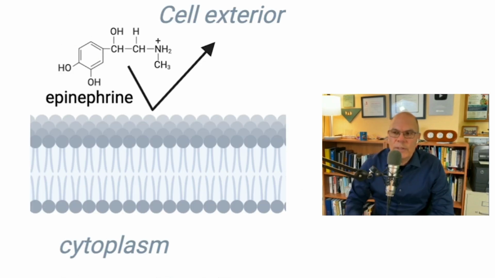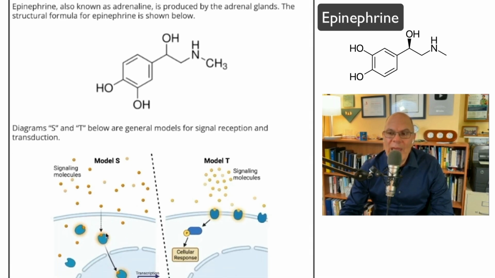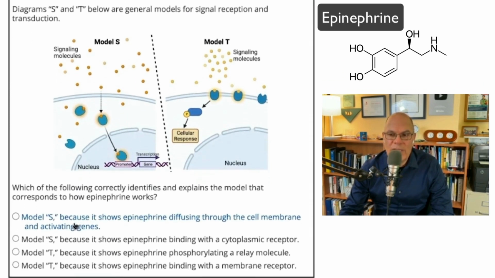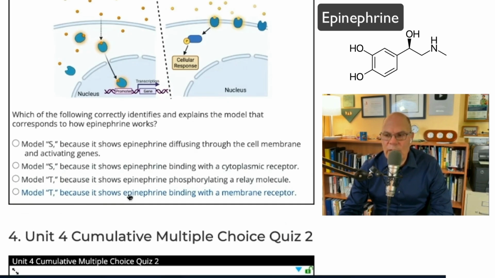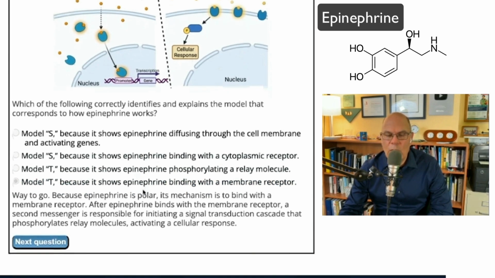Think about what we just learned. Epinephrine is polar, water soluble. Water soluble things can't diffuse through the phospholipid bilayer. So that eliminates model S. So choice 1 and choice 2 are out. This third choice, model T, because it shows epinephrine phosphorylating a relay molecule: the epinephrine binds over here. It doesn't phosphorylate the relay molecule. So really what we're down to is model T, because it shows epinephrine binding with a membrane receptor.